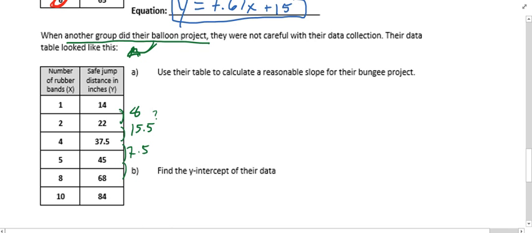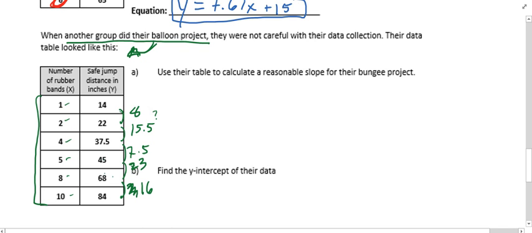This one went up 45 to 68. That's 23. And this one went up 20. Oh, wait, no. 16. Let me check my math. 8 plus 6, 14. Carry the 1, 7. I think that's about right. Look here. They didn't keep accurate data. They went 1, 2, 4, 5, 8, 10.